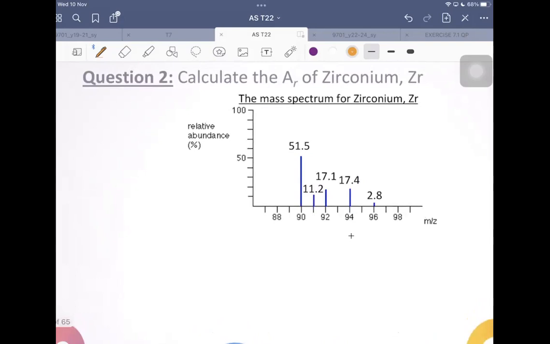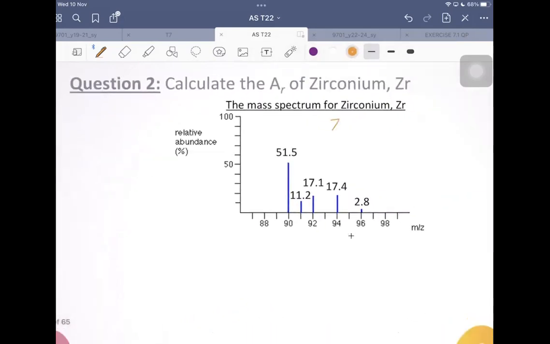Okay, so from this graph alone, we can conclude that zirconium has 5 isotopes. They are zirconium 90, zirconium 91, zirconium 92, zirconium 94, and lastly zirconium 96. And the most common zirconium isotope is zirconium 90. This is the most common because it has the highest relative abundance. The numbers you see are the relative abundances: 51.5, 11.2, 17.1, 17.4, and 2.8.